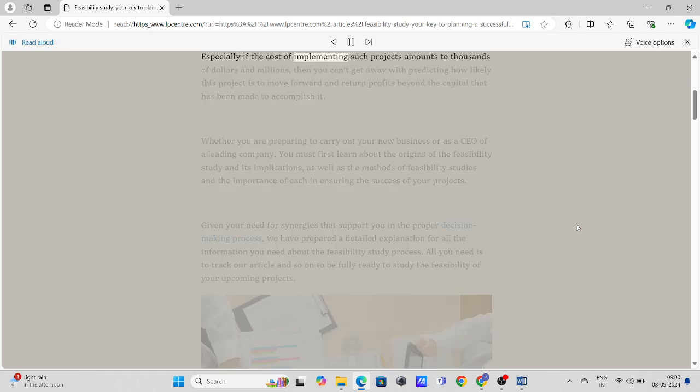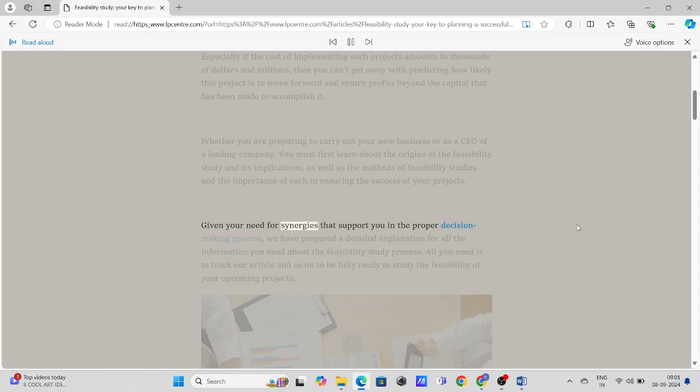Especially if the cost of implementing such projects amounts to thousands of dollars and millions, then you can't get away with predicting how likely this project is to move forward and return profits beyond the capital that has been made to accomplish it. Whether you are preparing to carry out your new business or as a CEO of a leading company, you must first learn about the origins of the feasibility study and its implications, as well as the methods of feasibility studies and the importance of each in ensuring the success of your projects.